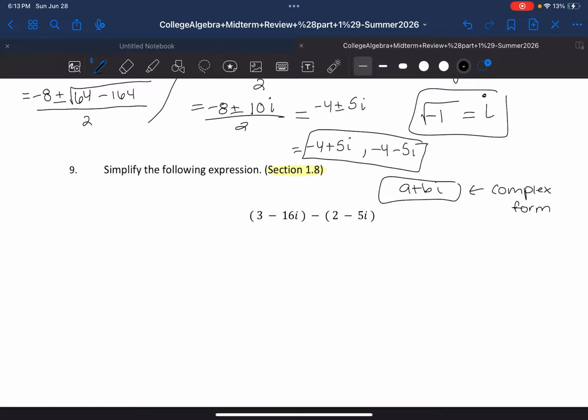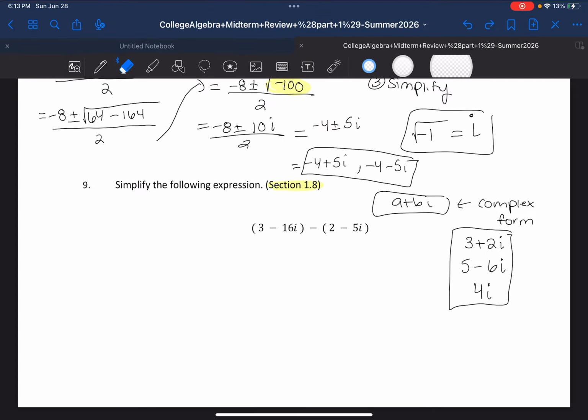A couple examples of that would be like 3 plus 2i, or 5 minus 6i. Complex numbers could also just have the imaginary part, like 4i, so you would just write it like that. But these are some examples that are in complex form. You just don't want to write the part that has the i in it first. You always want to write that second in your answers.